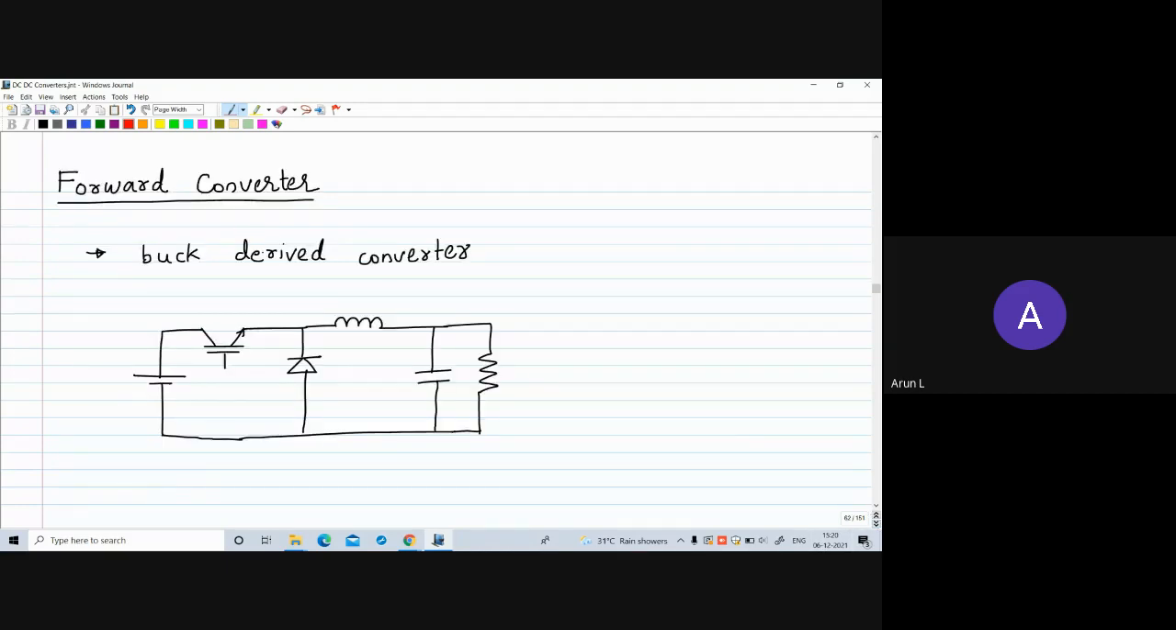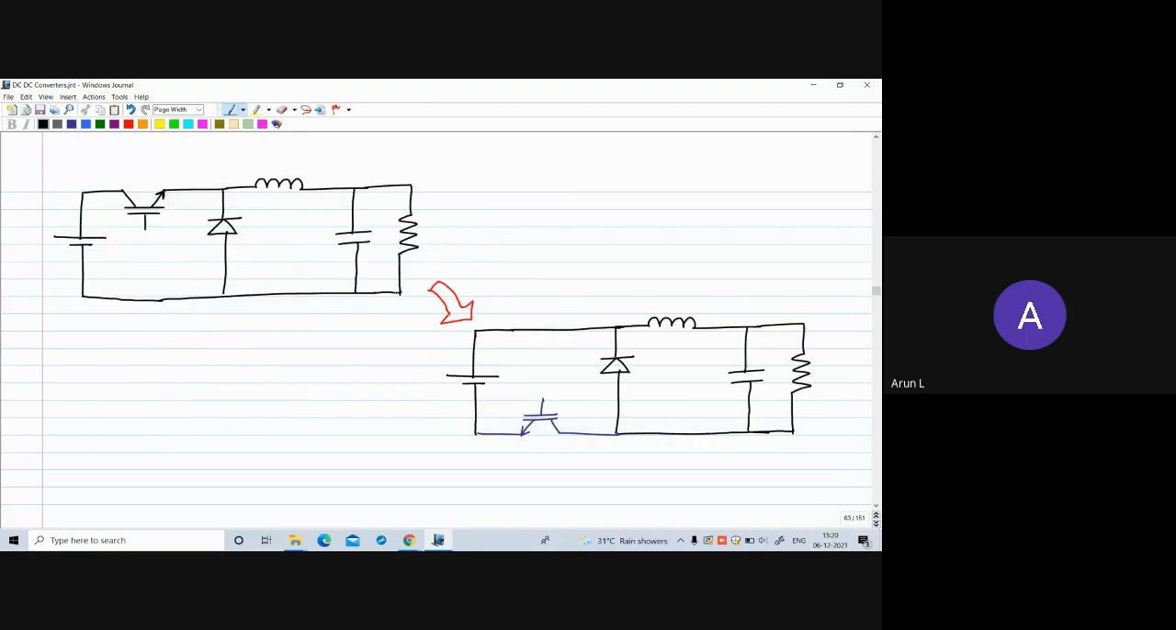Now we can derive another converter known as the forward converter, which is another famous isolated converter topology that is derived from the buck converter. So let us start from a buck converter circuit. So I have shown a buck converter here. You have a voltage source, a switch in series with the voltage source, then diode, inductance, and the output section. So that is a standard buck converter. So the same thing we will do. We will change the switch from the positive rail to the negative rail. So I have changed the switch from positive rail to negative rail here.